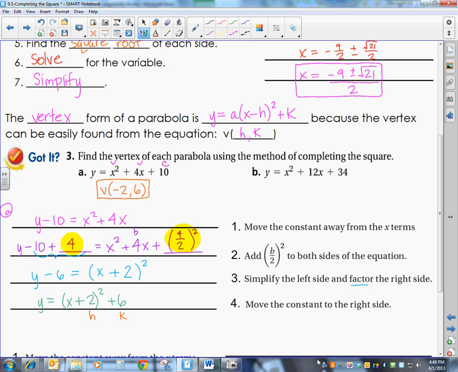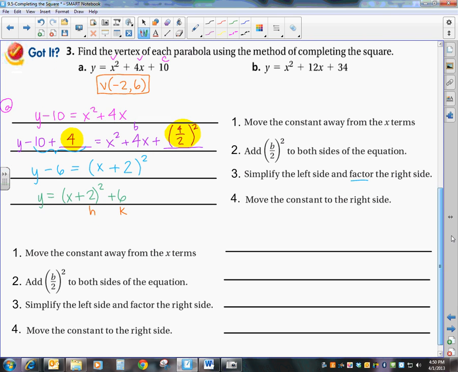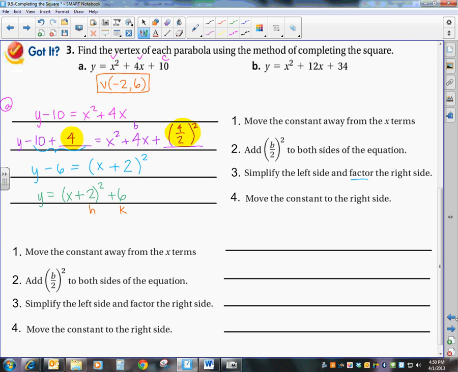Okay, look at the second problem. Okay, the second problem is b: y equals x squared plus 12x plus 34. So I just put the directions on a different side so it would be easy to tell which problem we're working on. But we'll go through the same process. 34 is my constant, so when I move it over, it's going to be y minus 34 equals x squared plus 12x. Then I'm going to add my b over 2 quantity squared.